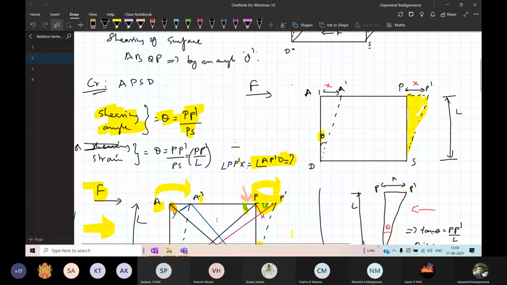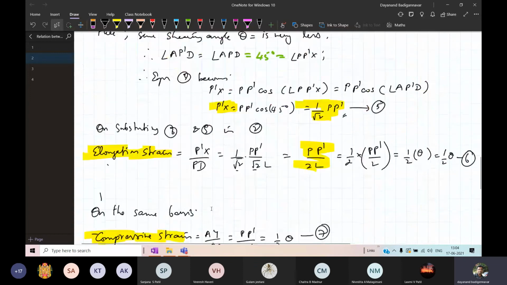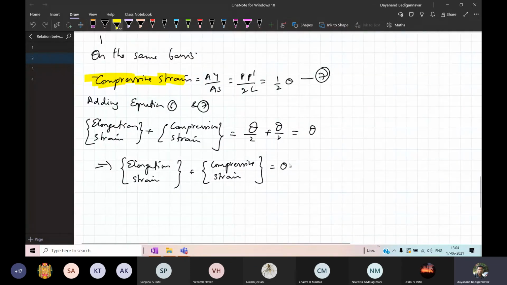Some changes that have taken place. Therefore, what is this theta? Theta is shearing strain. It is called the shearing strain. Therefore, I can write theta as equal to shearing strain, nothing but the shearing strain.